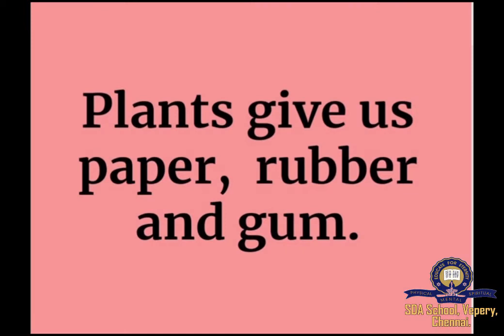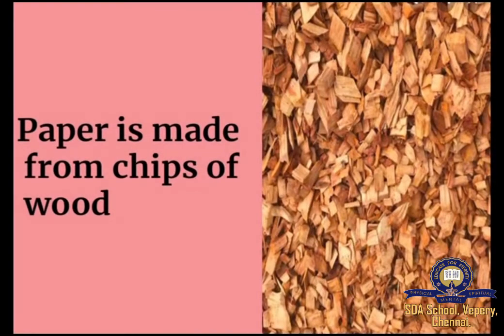Next, plants give us paper, rubber and gum. Do you all know that we are getting paper, rubber and gum also from the plants? Let us learn. Look at this picture. Paper is made from chips of wood.